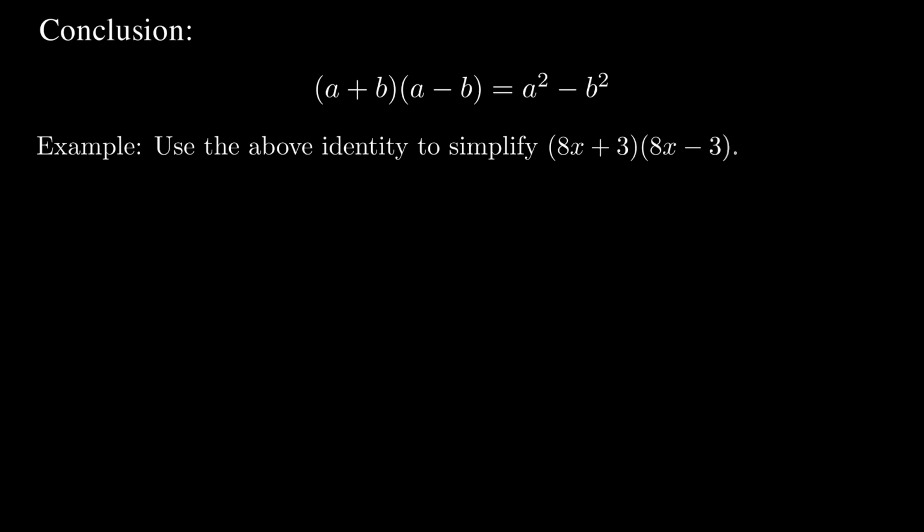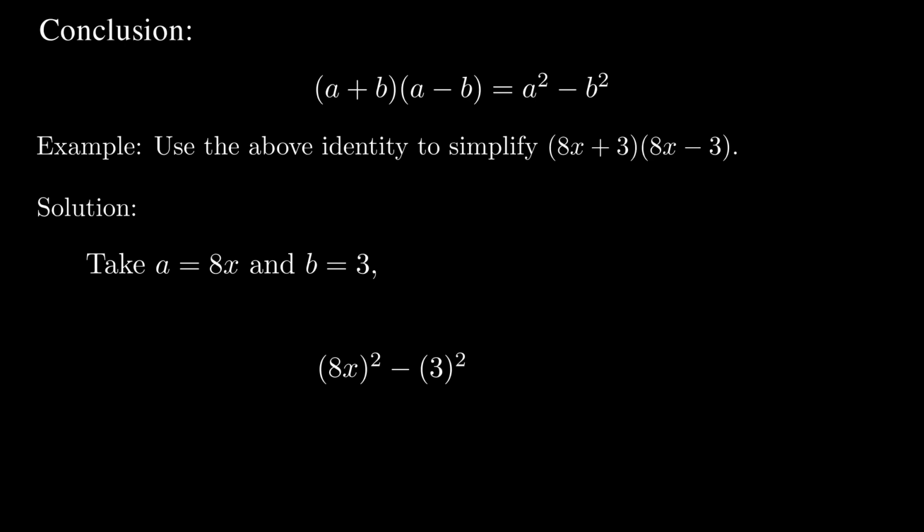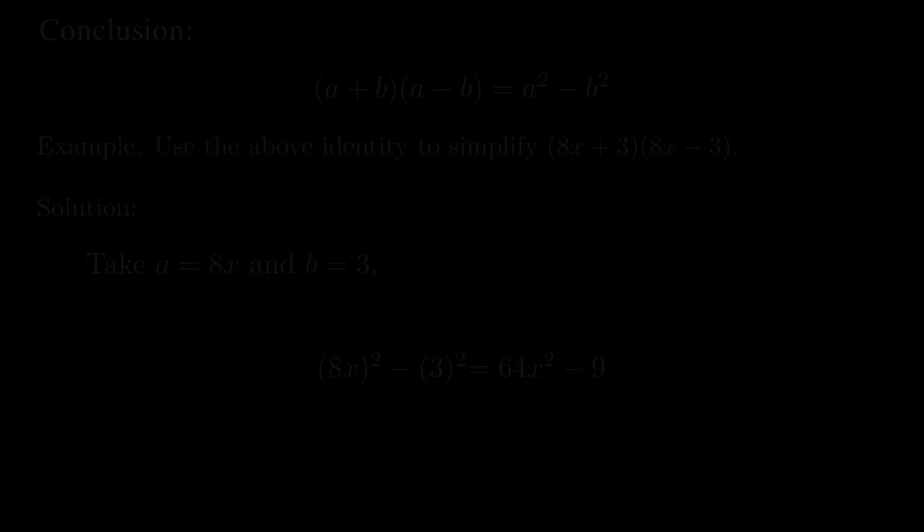The example is asking us to simplify (8x + 3)(8x - 3) with the help of the above identity. By taking a equal to 8x and b equal to 3, then by applying the above identity, we can write it as (8x) whole squared minus 3 squared. After solving, we get 64x squared minus 9, and we are done.